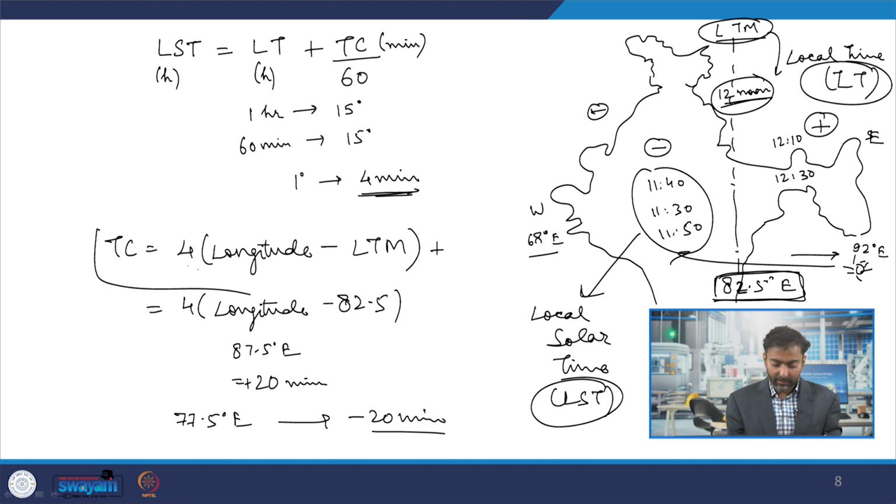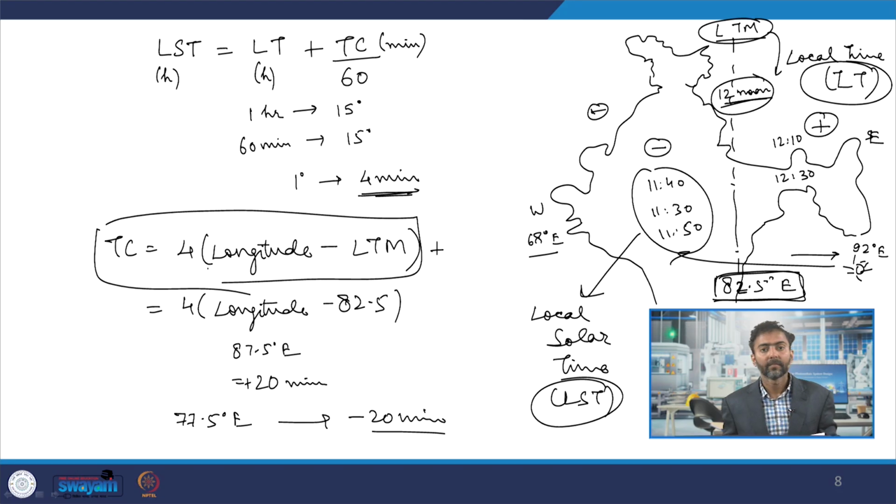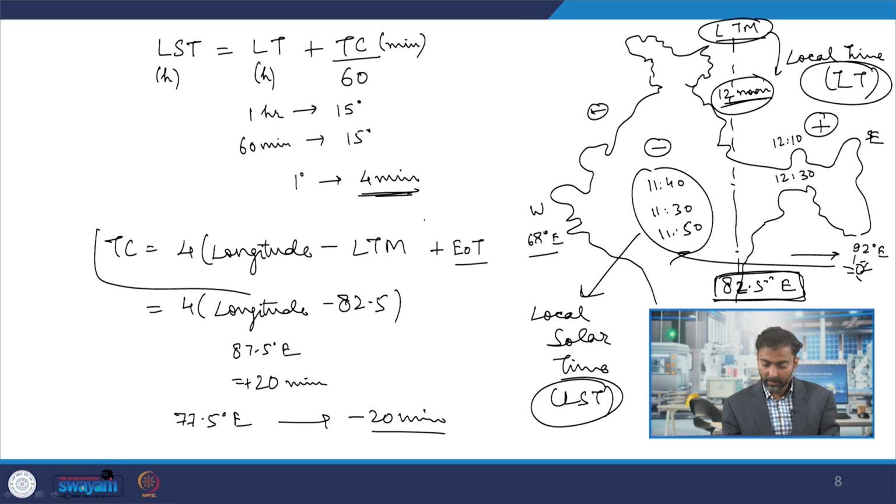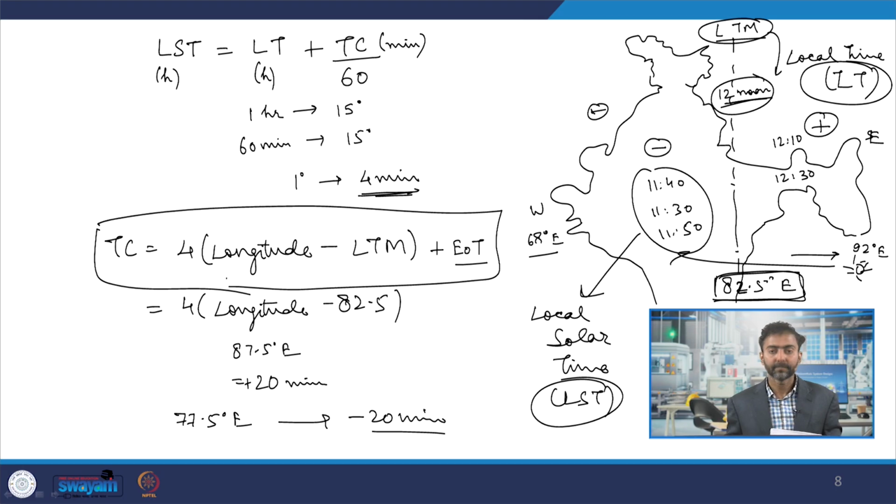So the main correction is this, which is basically due to the difference between the standard time meridian and your longitude. But then there is one little more correction, which is known as the EOT, or equation of time. So time correction actually has one more component, which is the EOT. So instead of the equation ending here, it actually ends like this.